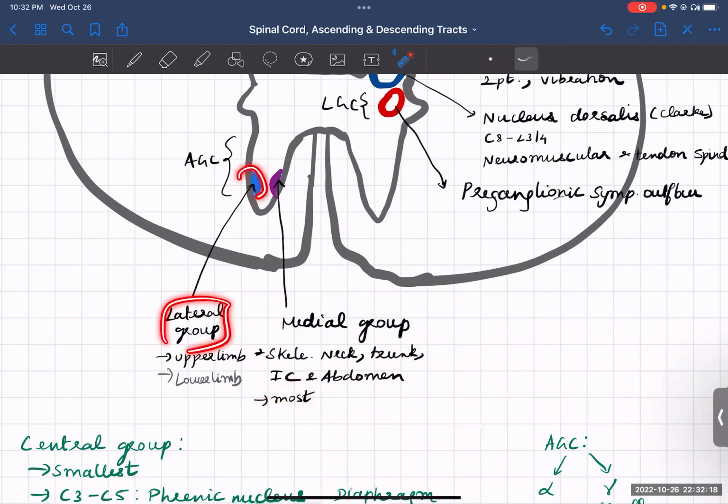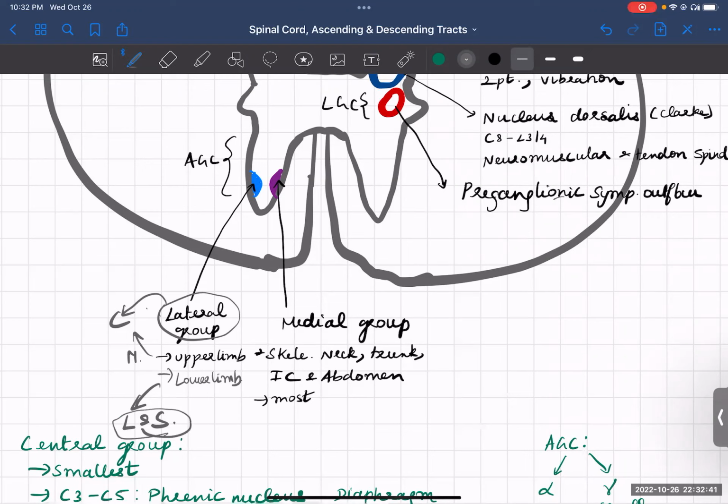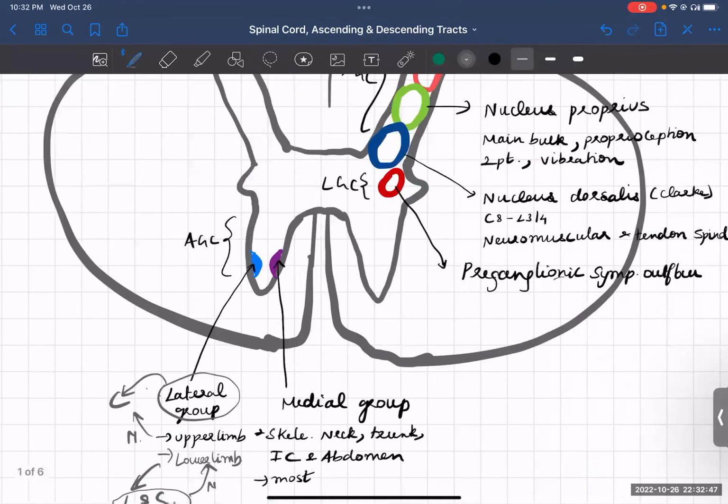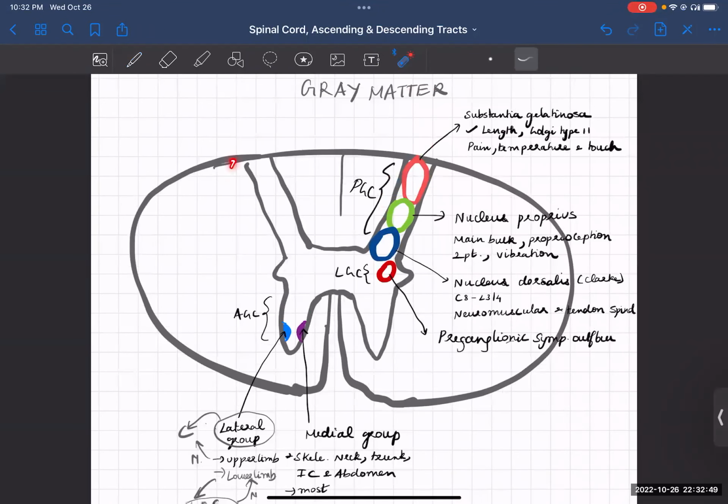Now, what about the lateral group? It is present laterally. It has nuclei which provide motor information to your upper limb and lower limb. To be more specific, upper limb in the cervical segments and lower limb in the lumbar and sacral segments. So the lateral group in the cervical segments helps in the motor function of your upper limb, and the lateral group in your lumbar and sacral segments helps in the motor movement of your lower limb. Fine. So remember, always posterior is sensory, anterior is motor.